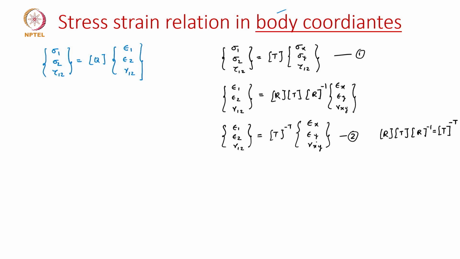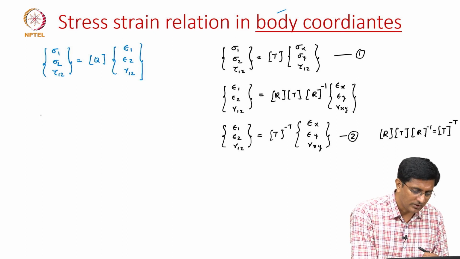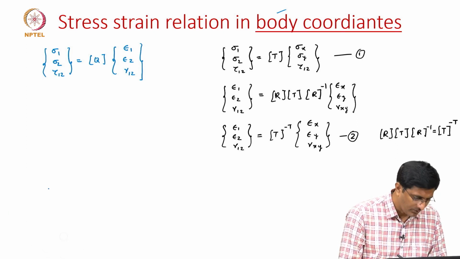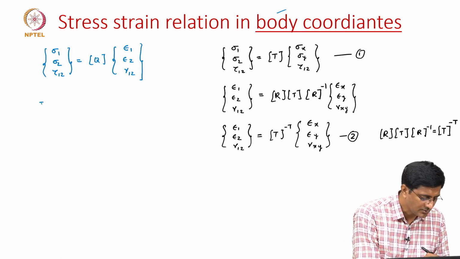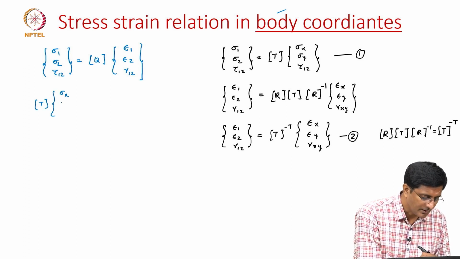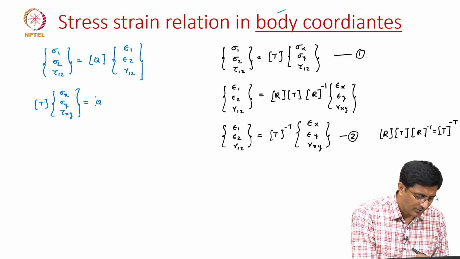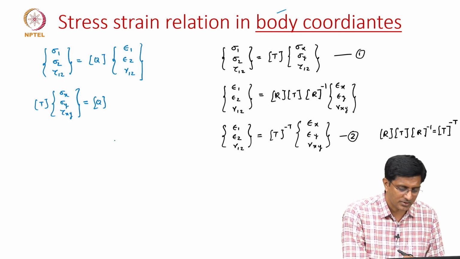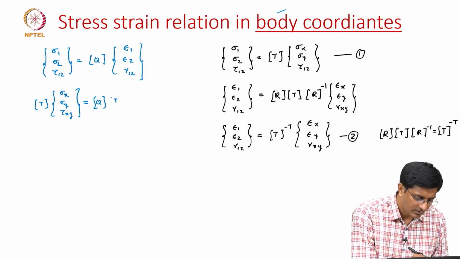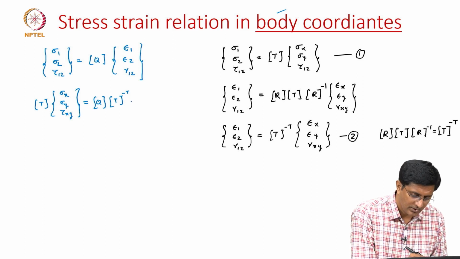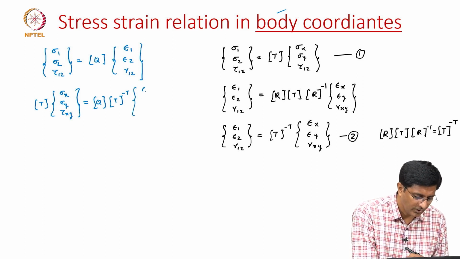Now, let us plug in these transformations into these stress strain relations. So, for the left hand side we can now rewrite it as T times sigma x, sigma y, tau x y, is written as we will rewrite Q and then replace these strain components with T inverse transpose times the strains in the material coordinates.